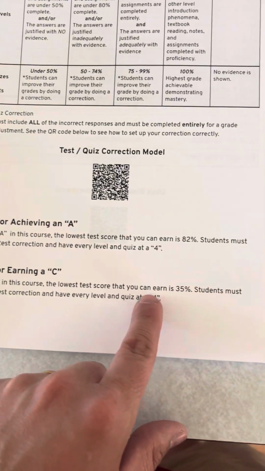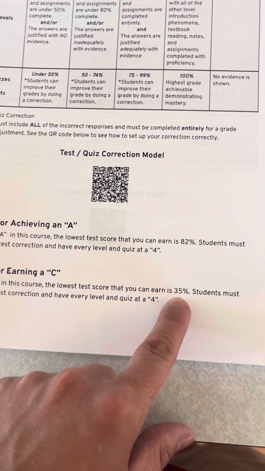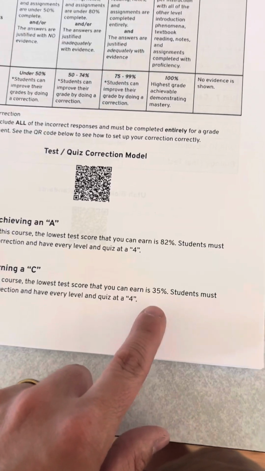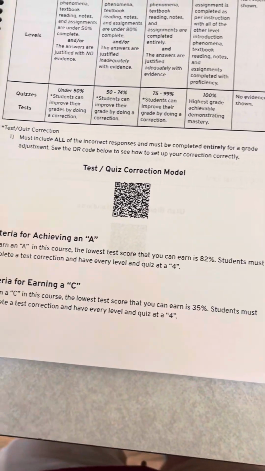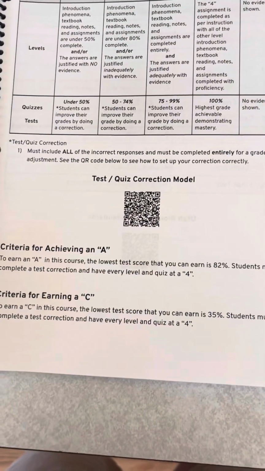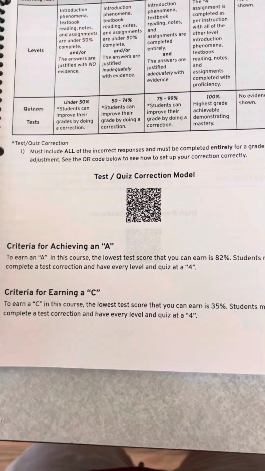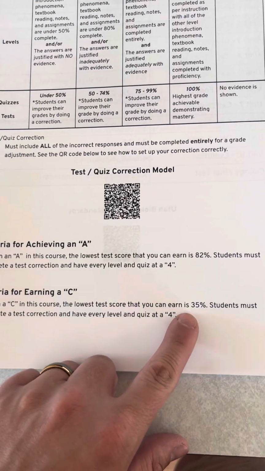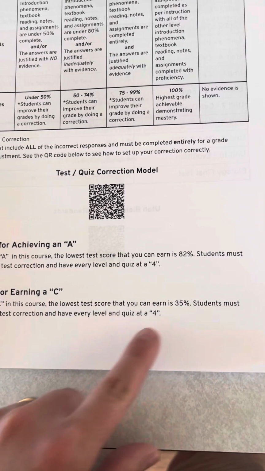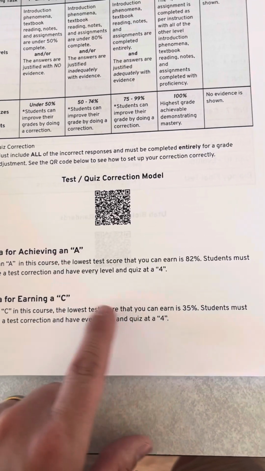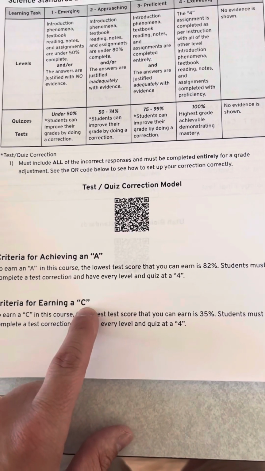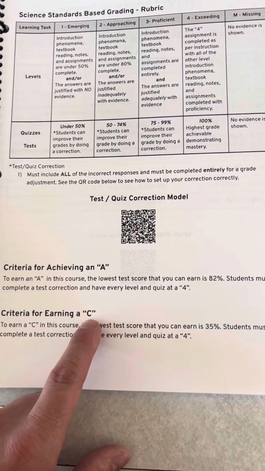Now, for kids who are really struggling and say, I just want a C, well, this is how you earn a C. The lowest test score you can have is 35%. I know that's really low. But you have to remember, this class is more than just a test. It is all of the coursework wrapped up into it. So say they did all the coursework, they get the concepts, but they don't do well on tests. Well, if they do a test correction and they do all the level 4 assignments, they can still earn a C. So there's still room to get a D in there, right?